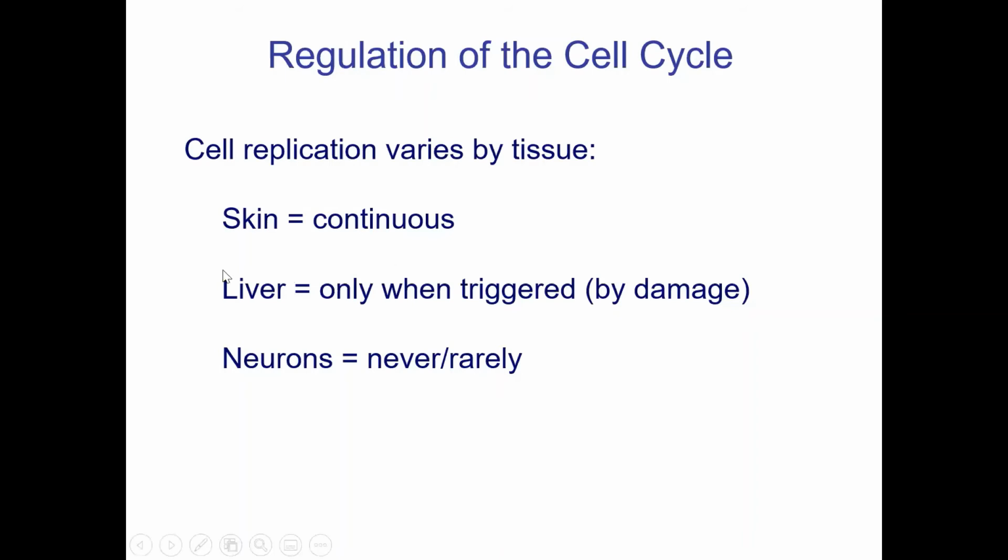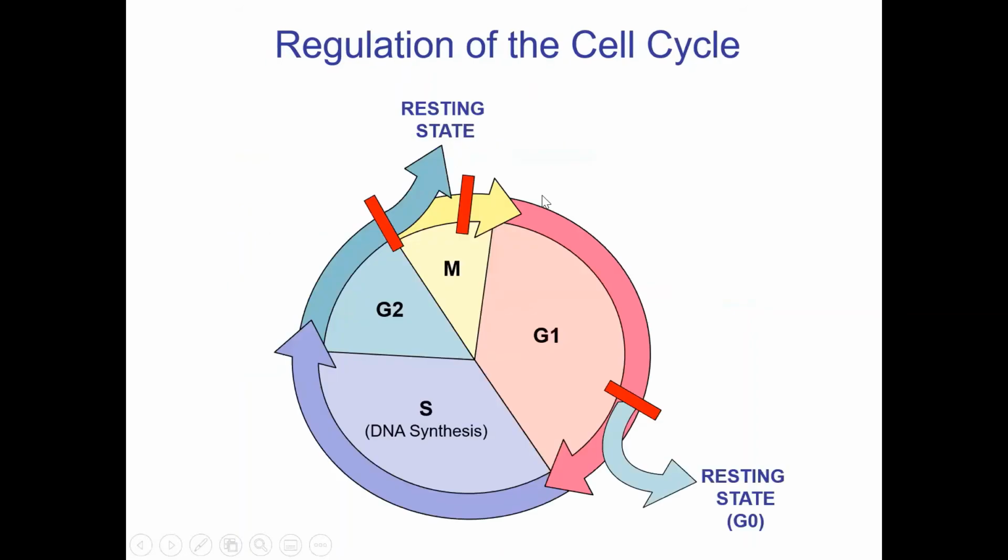Some cells don't divide at all. They just mature, and that's kind of the end of them. And that's true of a lot of your neurons. Once they have matured and differentiated, that is the end, and they don't undergo mitosis. So lots of different scenarios.